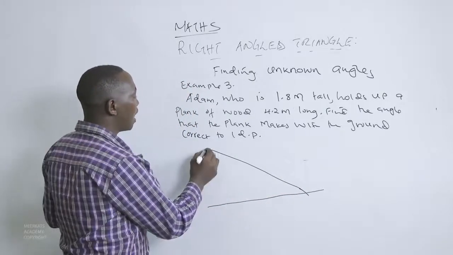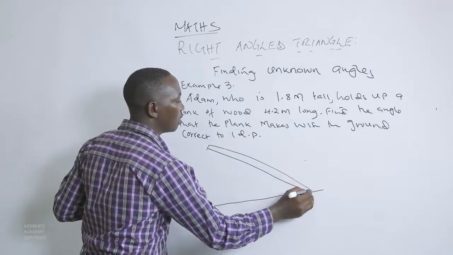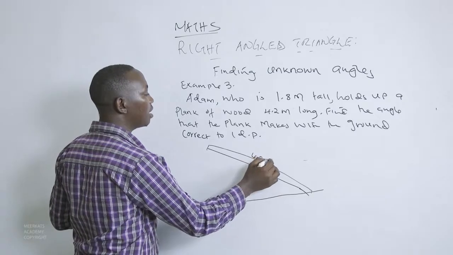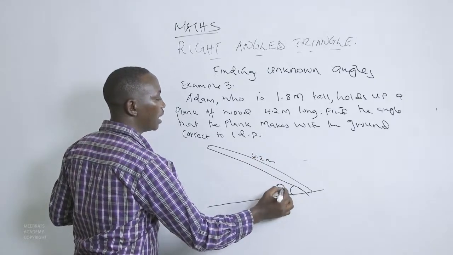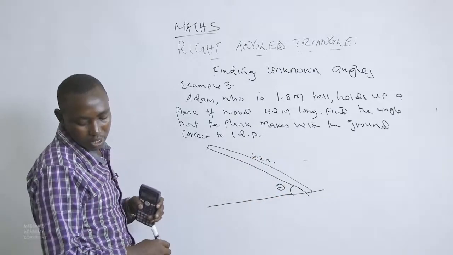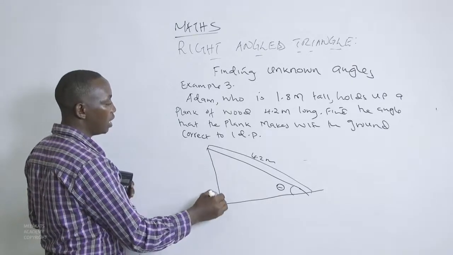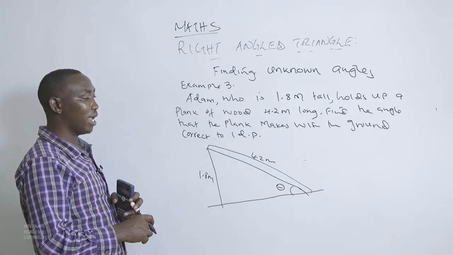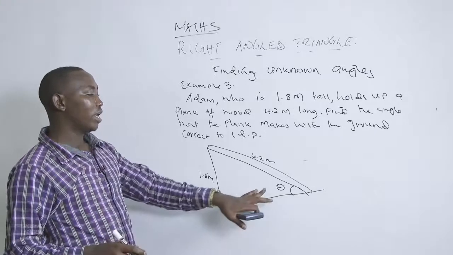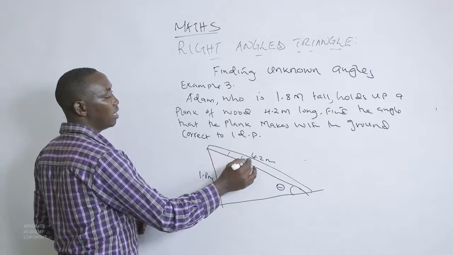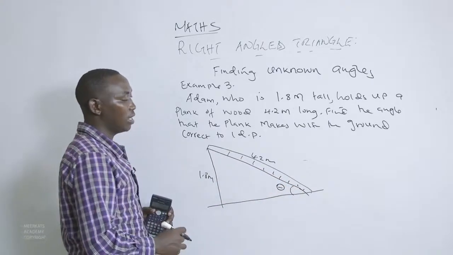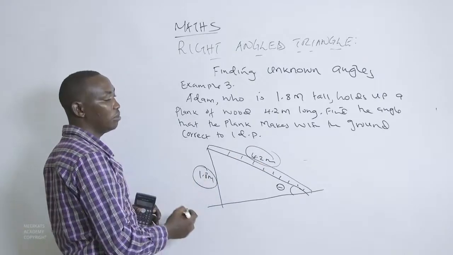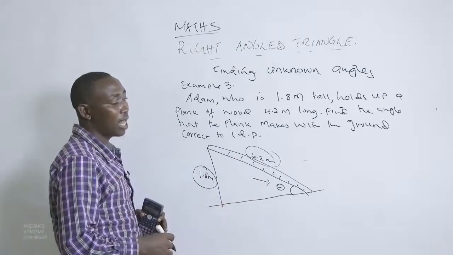So we have the plank of wood that you have been told is 4.2 meters. We are supposed to get the angle it makes with the ground, given that the man holding it is 1.8 meters tall. Now, for us to be able to get this angle that is made by the plank of wood with the ground, we need to understand the relationship of 4.2 meters and 1.8 meters in relation to this particular angle.